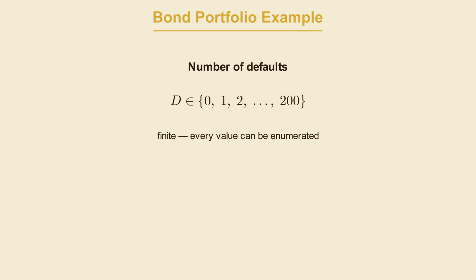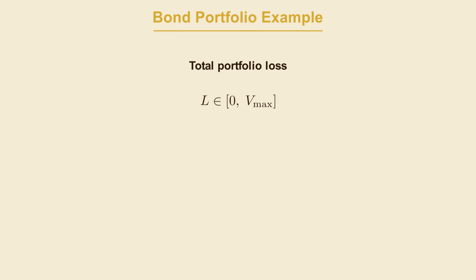The number of defaults is a discrete random variable in this setting because it is finite, and the possible values have a clear ordinality. Now think about the total dollar loss the portfolio suffers from those defaults. When a bond defaults, the actual payout to the holder depends on the recovery rate, the fraction of face value recovered in bankruptcy.